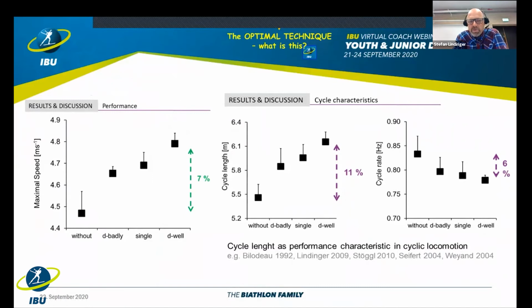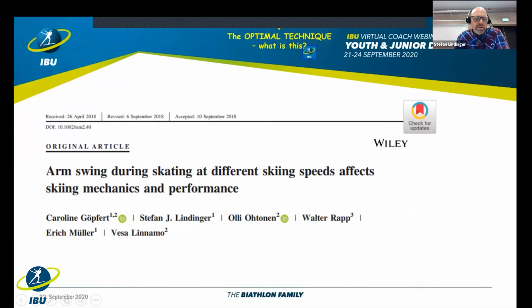Like leg swing is important in classic skiing, in diagonal skiing, for example. The effects on cycle length are also tremendously big, 11% more cycle length. And by that, the frequency can go down. Pretty interesting result. And this is published if anybody's interested in the details here.